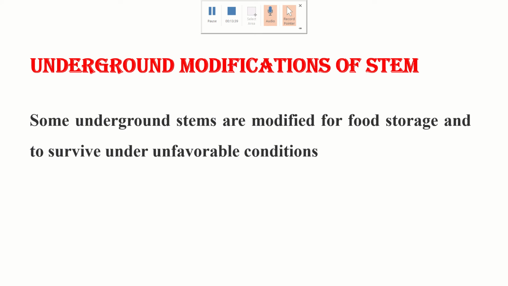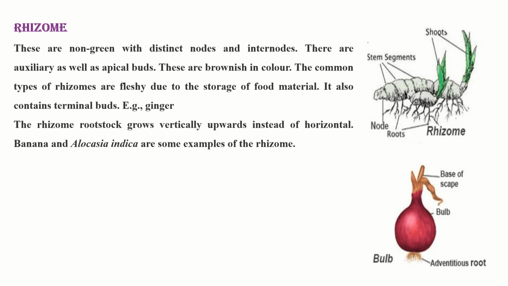Now, finally, we'll come to underground modifications. Okay. Some underground stems are modified for food storage and to survive under unfavorable conditions. So these actually store food and so they are found to survive under conditions that are not favorable all the time. First is rhizome. These are non-green with distinct nodes and internodes.